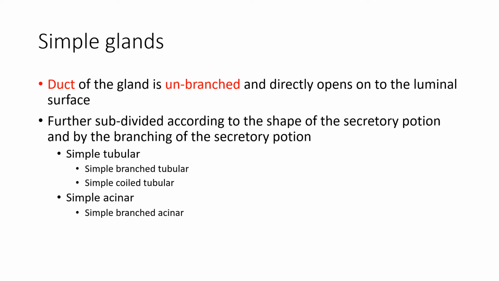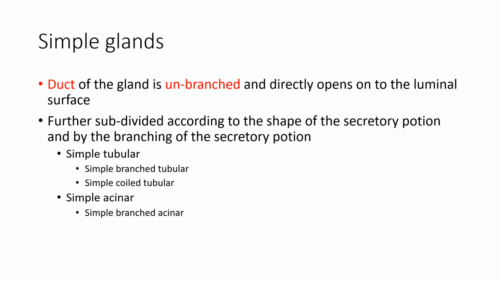Now let us first talk about simple glands. The duct of these glands is unbranched and directly opens onto the luminal surface of the epithelium. Simple glands are further subdivided according to the shape of the secretory portion and also by the branching or non-branching of the secretory portion. Therefore, in humans, we see three different types of glands.